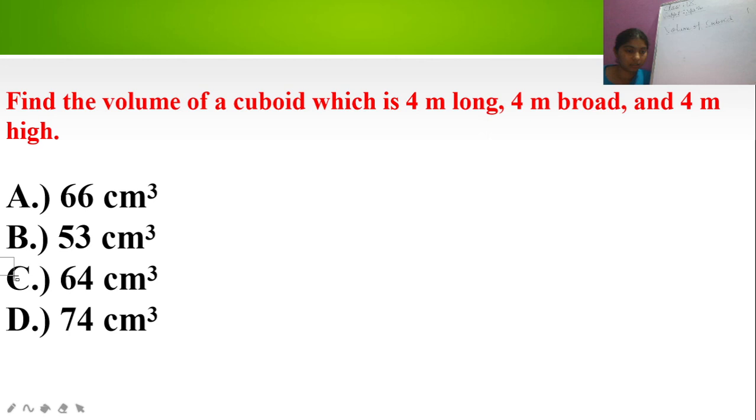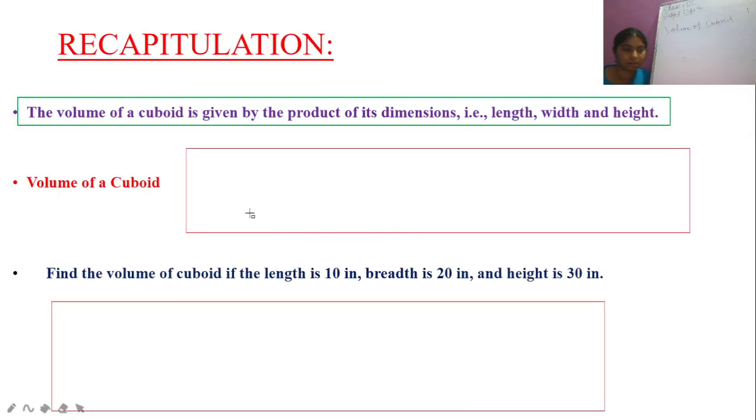Now let's recap what we have discussed today. We have discussed today the volume of a cuboid, which is given by the dimensions of length, breadth and height. So we know that the volume of a cuboid is length into breadth into height, right? So now the next question in front of you, you have to calculate the volume of a cuboid.